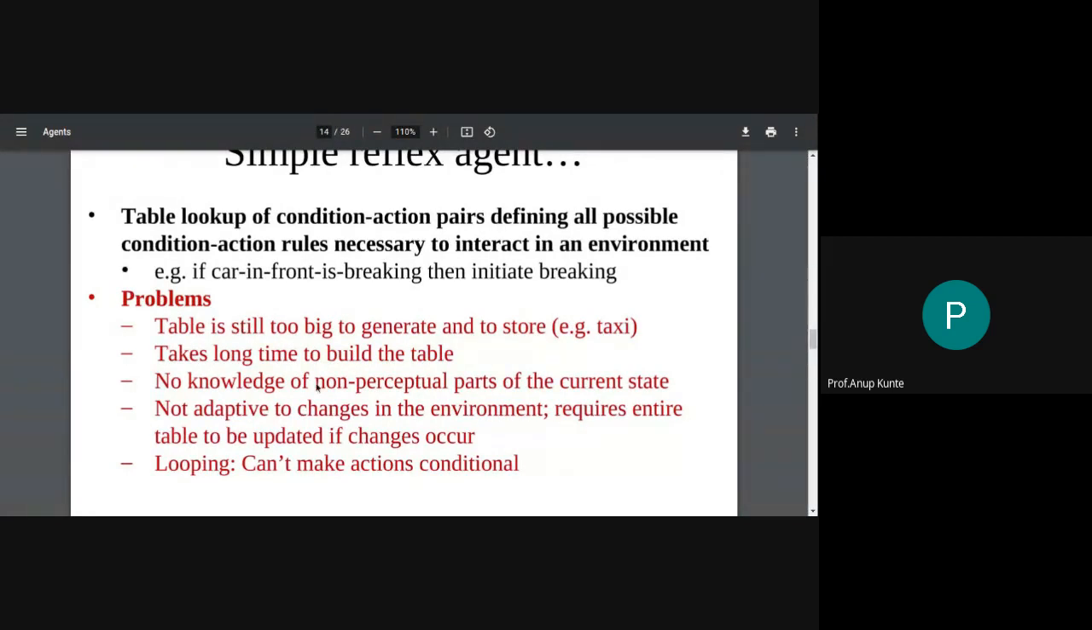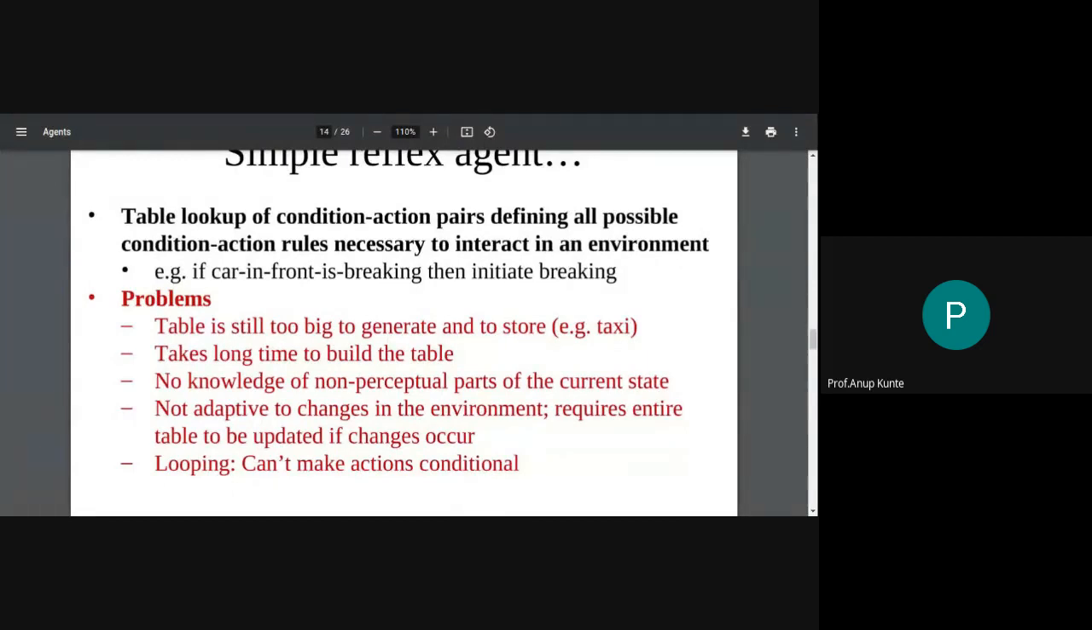Okay, no knowledge of non-perceptual parts of the current state. Current state को जब आप represent करते हो तो आप आपके percepts पे based उसका representation बनाते हो. You do not remember the parts or components of the environment which are not being reported through the percepts. So that's a limitation. This is again non-adaptive to changes in the environment, and requires the entire table to be updated if even small changes occur in the way the environment is interacting.